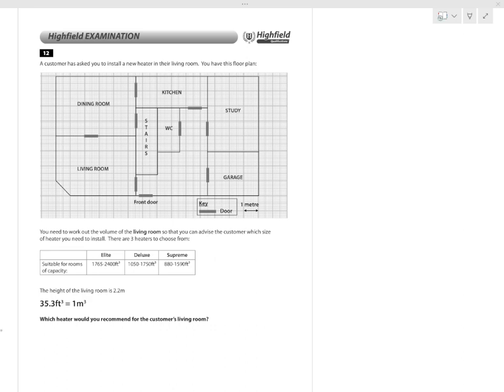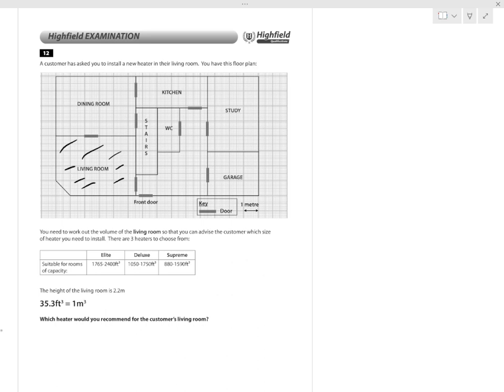Customers ask you to install heating in their living room. You have the floor plan. Yay. You need to work out the volume of the living room. Where's the living room? Here's the living room. Okay. So that you can advise the customer which heater to install. There are 3 to choose from. The height of the living room is 2.2, and we've got to convert it to feet.